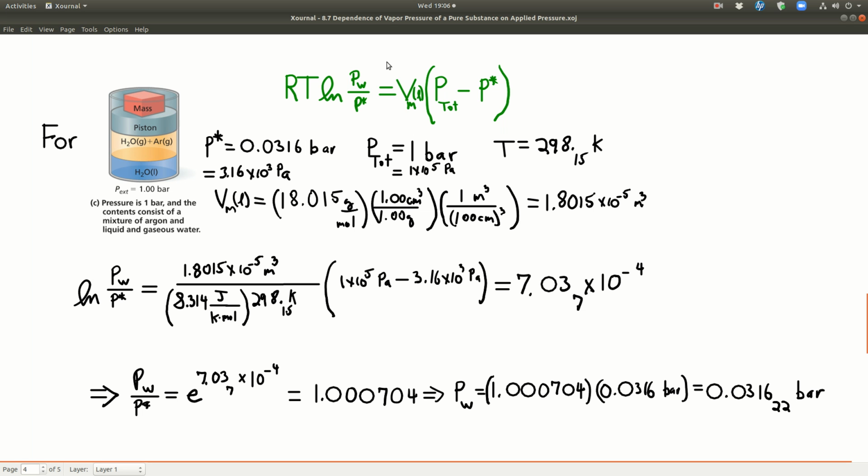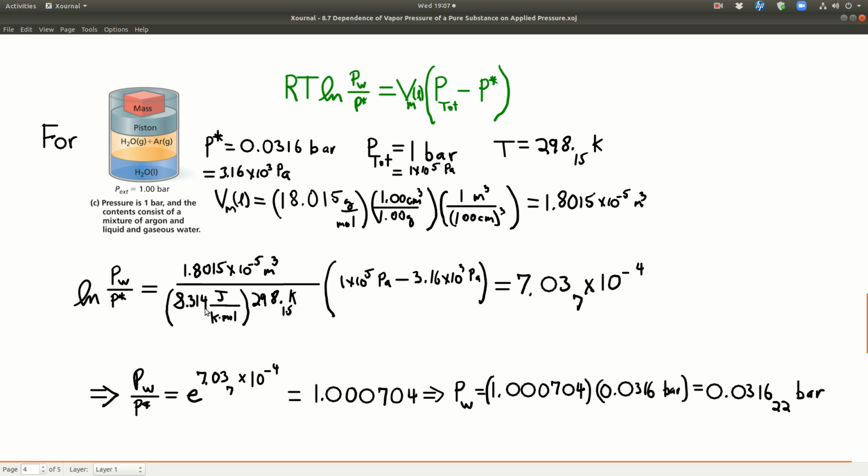is 298.15. The molar volume of the liquid, we need that. It's water right here. All we do is take the molar mass and use a density. We're not going to go past 3 sig figs, so it's good enough to call it 1 gram per milliliter, and convert that to cubic meters, and we get 1.8015 times 10 to the minus fifth cubic meters for the molar volume of the water. All right, good. So now, guys, we have enough to plug into this green equation up here.